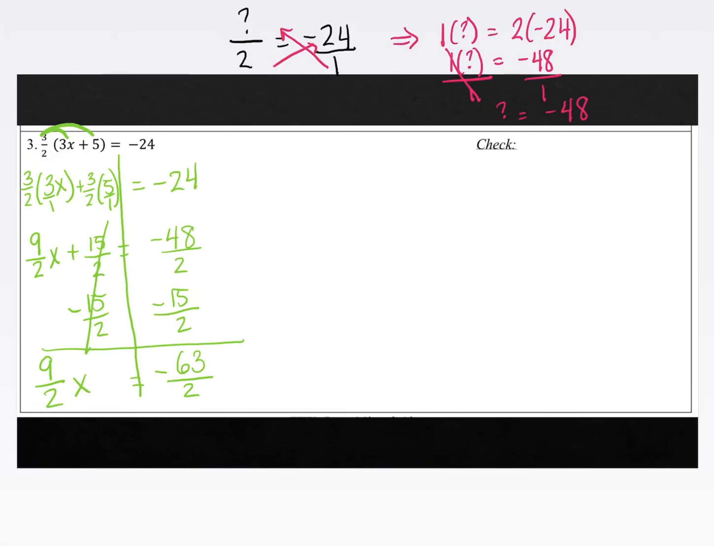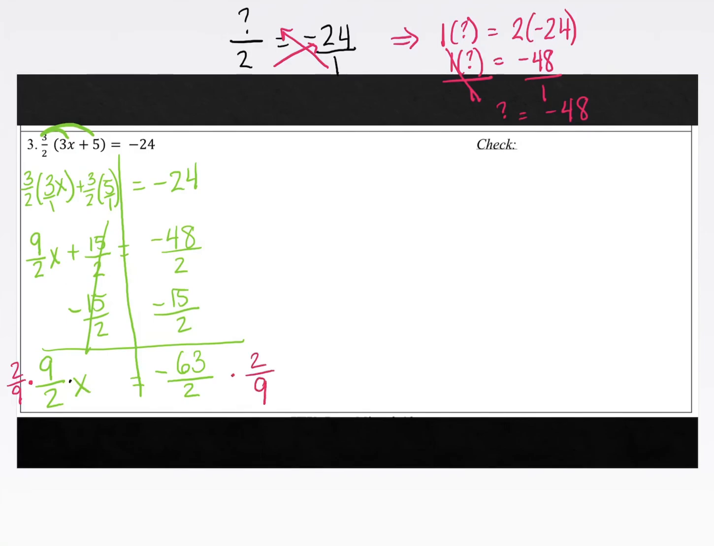Now what we have here is a two-step equation. On the left-hand side, we have 9 halves times x equals negative 63 halves. So we can divide both sides by 9 halves, because this is really 9 halves times x. But remember in part 1, if we divide by a fraction, that's the same thing as multiplying by its reciprocal. The reciprocal of 9 halves is just the fraction flipped. So instead of 9 over 2, it's really 2 over 9.